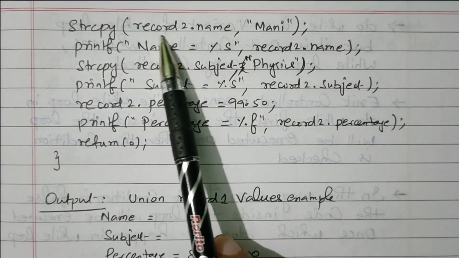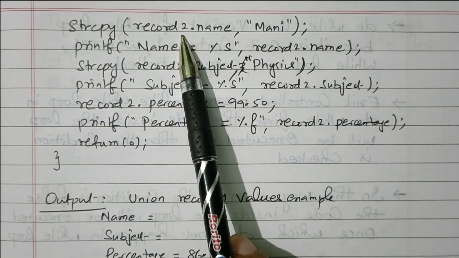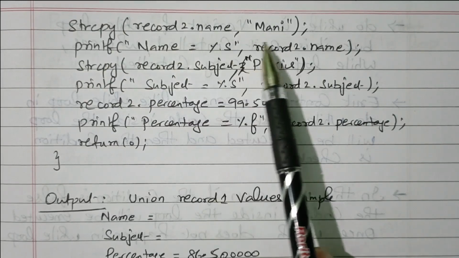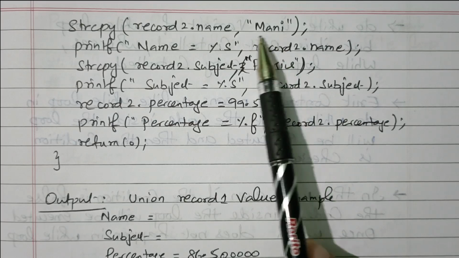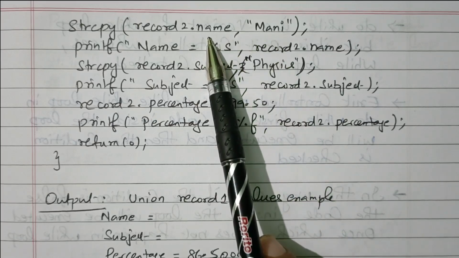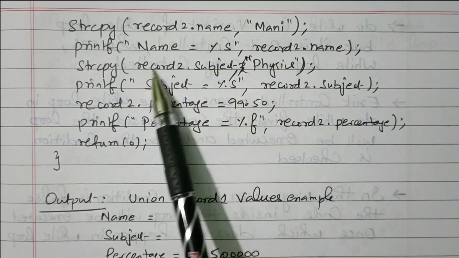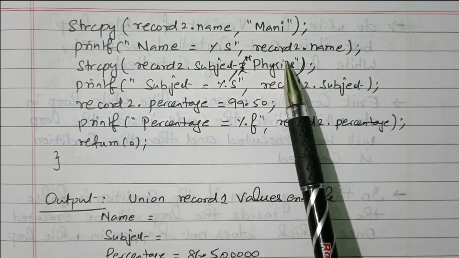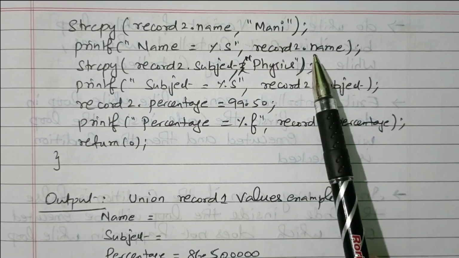String copy record 2 dot name. Record 1 dot name refers to the first student. Record 2 dot name refers to the second student. Money. So money will be stored in the variable name in the memory location. So immediately we are printing the value. Name equal to percentage s, record 2 dot name. So this money will be printed.